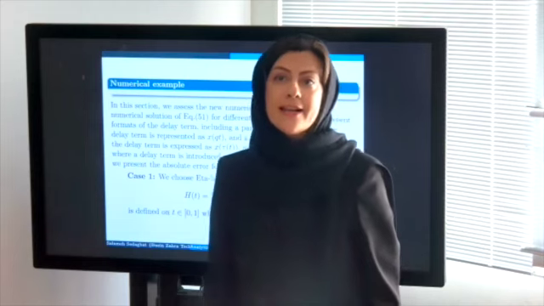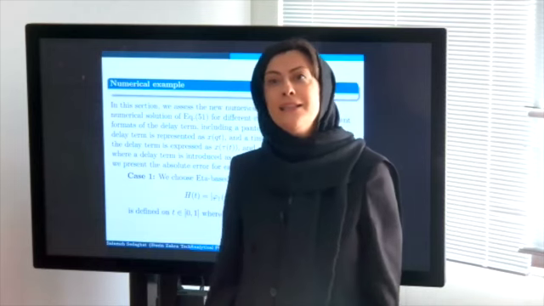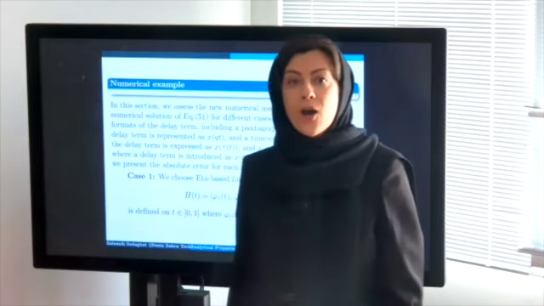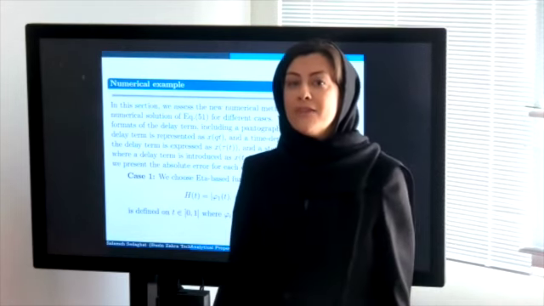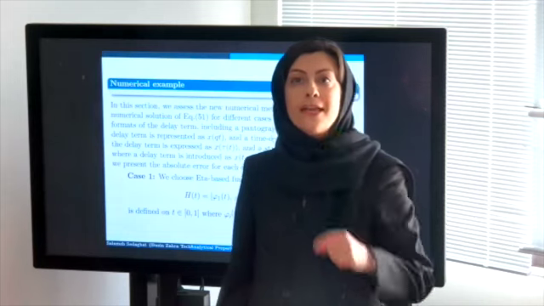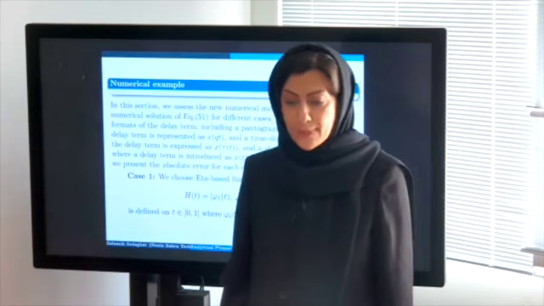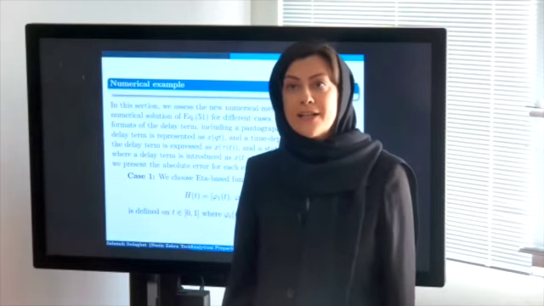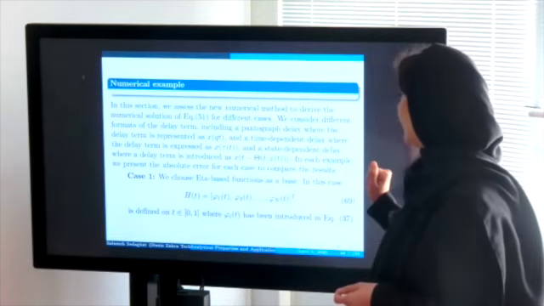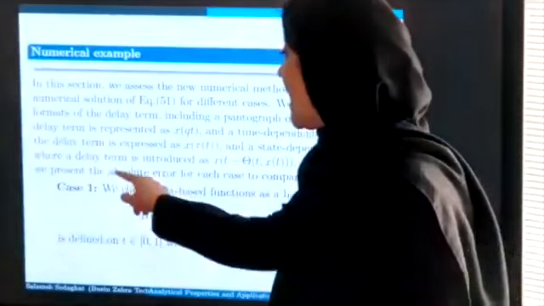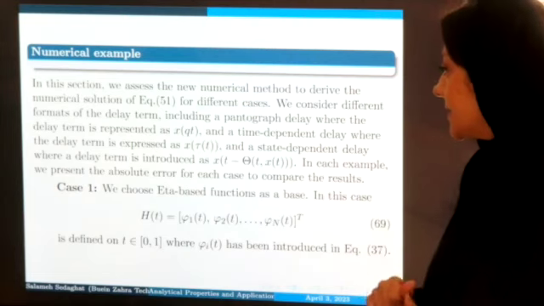Last session, we learned how to develop a new numerical method for solving delay differential equations. Now, we want to assess the numerical method to derive the numerical solution of a state-dependent and time-dependent delay differential equation. We consider three different choices of the set of base functions, and for each example, we present the absolute error to compare the results.